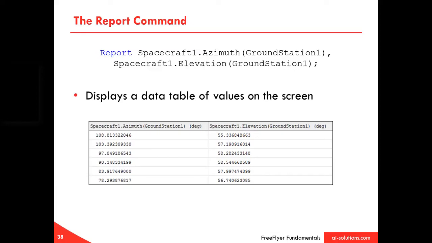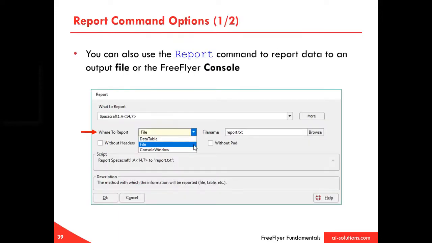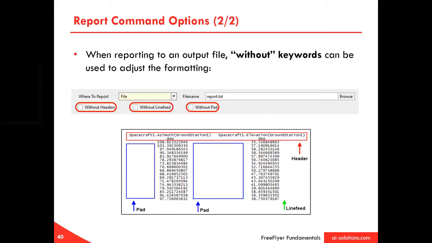The report command can be used to generate a data table of values that's displayed on your screen. Each parameter that you specify will be reported as a separate column. You can also use the report command to report data out to an output file or to the FreeFlyer console window. The image at the bottom of this slide shows an example of an output file generated by FreeFlyer.